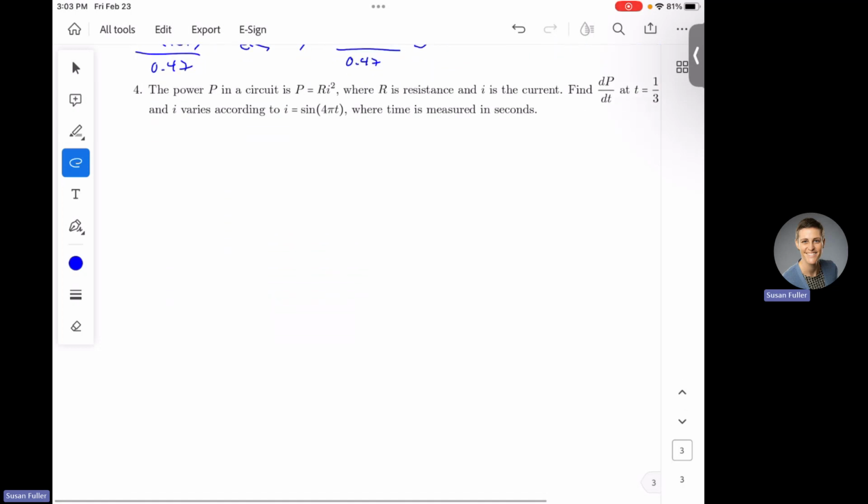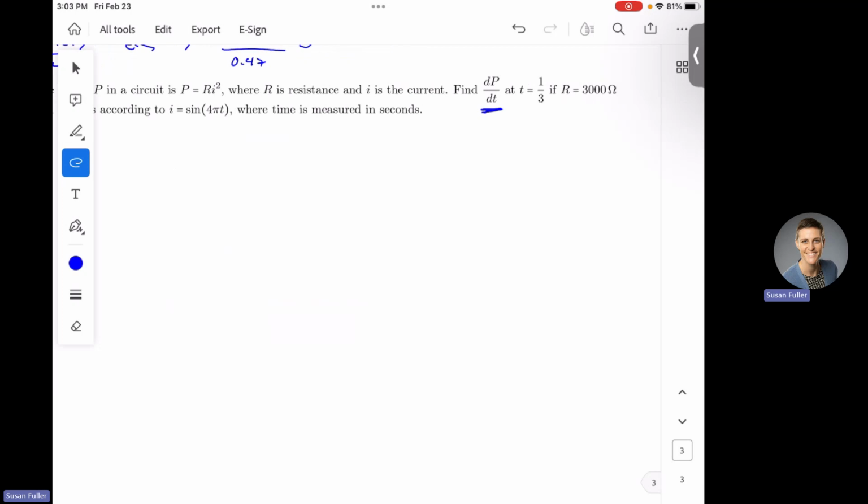And then this last one: the power P in a circuit is given by P equals R times I squared. R is the resistance and I is the current. I want to find dP/dt. That's the derivative of P, which is my power. And my variable should be t. I don't have any t's in there. We'll figure that out in a second. I want the derivative of P, my variable is t, at t equals 1/3.